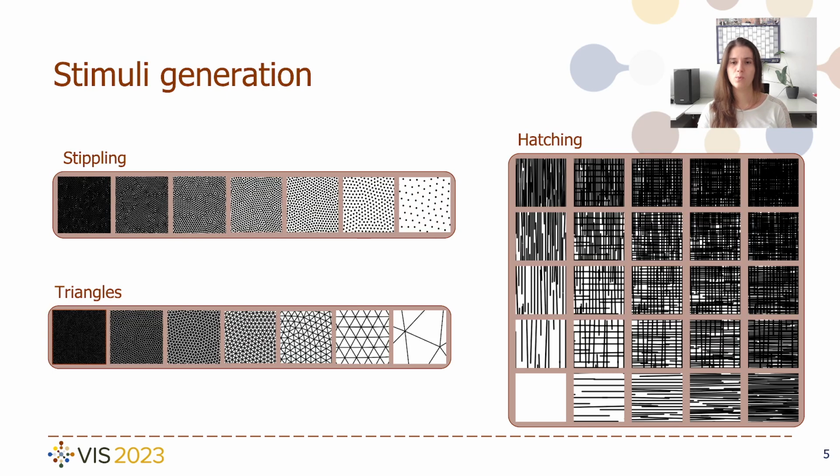So, in the first step, we created the stimuli. The textures on this slide show a subset of the stimuli we used in the studies. For stippling and triangles, we sampled the density spaces in 0.05 step increments. To keep the number of comparisons feasible, we could not sample the cross-hatching space as densely. The space is two-dimensional and we chose step sizes of 0.2 for vertical and horizontal hatches. The textures were overlaid to generate the 2D space.